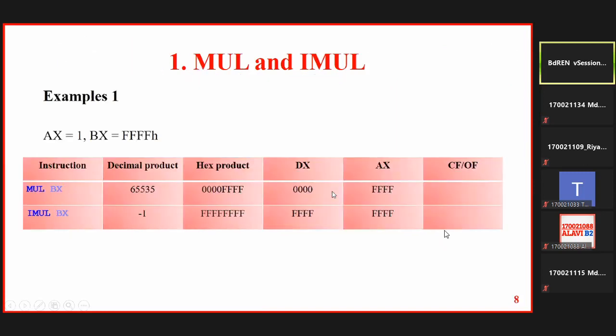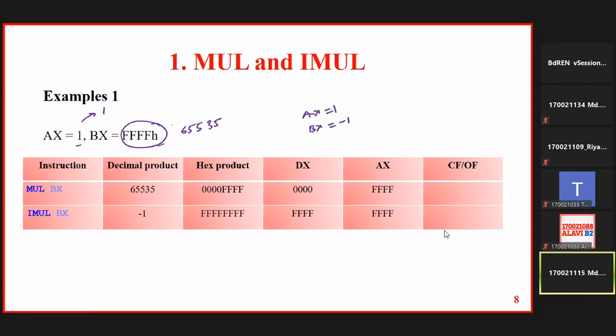So now let's see one example, then things will be maybe easier. Let us say we have AX is 1 and BX is FFFF. First thing first, in the unsigned case, this is equal to 65535 in decimal, and this is 1. In the signed case, AX is 1 and BX is -1, isn't it? Yes. Okay. Now tell me, after doing the multiplication of these two, basically we'll be getting this value.